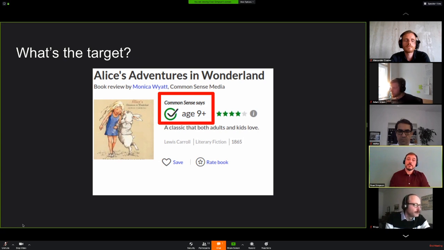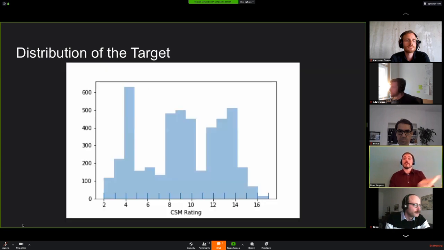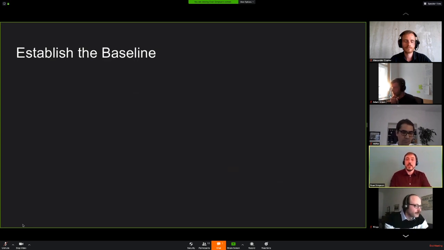Once I did that, I then had to look at the distribution of the target. And as you can see, it's multimodal. The most common age that they recommended was 4. But when you take a look at the distribution in general, you'll see that the average age is 9 years old once you add everything up and divide it. That is important to establish a baseline.